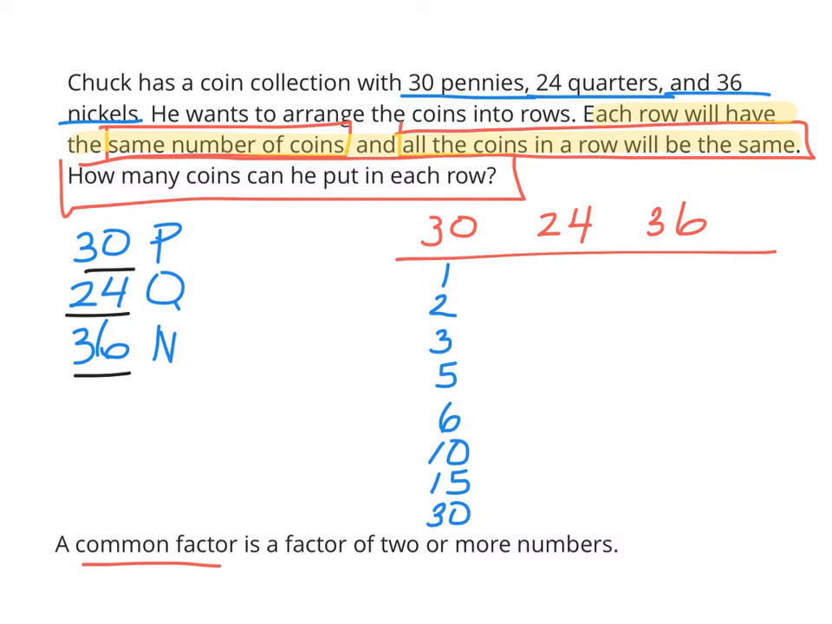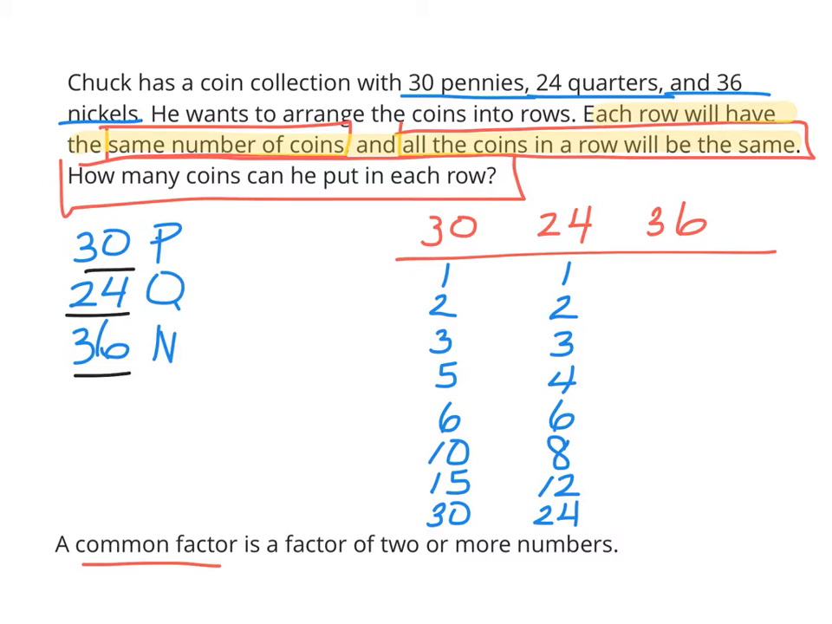Then 6 times 5, and since we have those numbers as factors already, we know that we're done with the factors. Now let's start with 24. So we have 1 times 24, so 1 and 24 are factors. Then we have 2 times 12, so 2 and 12 are factors of 24. Then we have 3 times 8, so those are factors. And then 4 times 6 are factors. 5 is not a factor of 24. And 6 times 4, and we have those factors already, so we know that we're done.